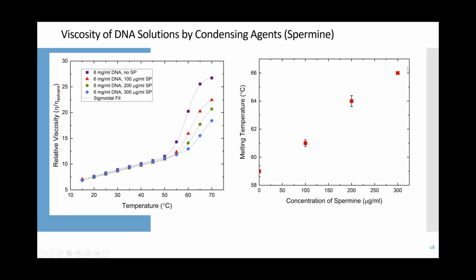spermine. When the solution is heated up for samples with higher concentration of spermine, more energy is required to first unfold or break up the ordered toroidal structure, or overcome the condensing state, and then overcome the hydrogen bonds in the double helix structure. So this is the reason why melting temperature increases with increasing condensing agent.